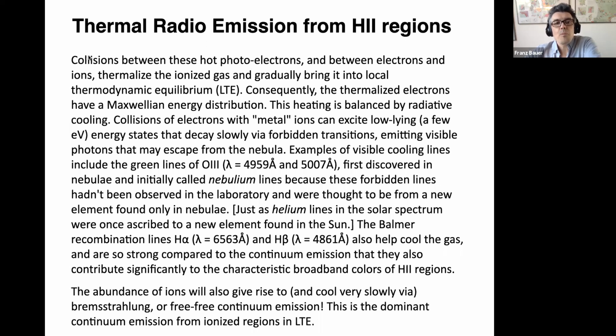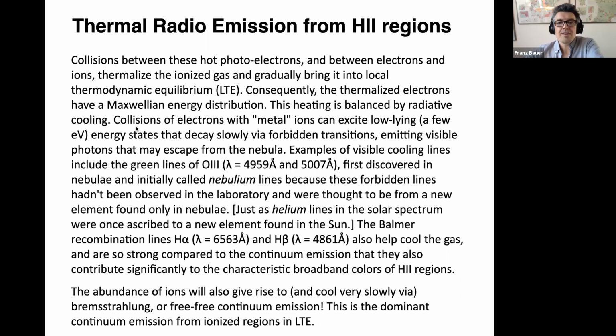So we have collisions between the hot photoionized electrons and between the electrons and the ions. Everything is thermalized and, on a relatively short timescale, should come into local thermodynamic equilibrium. So we expect a Maxwellian distribution, and basically heating will be balanced by radiative cooling.